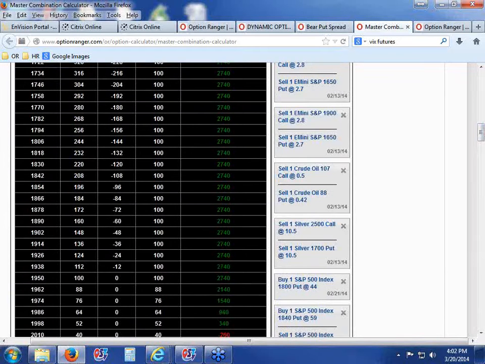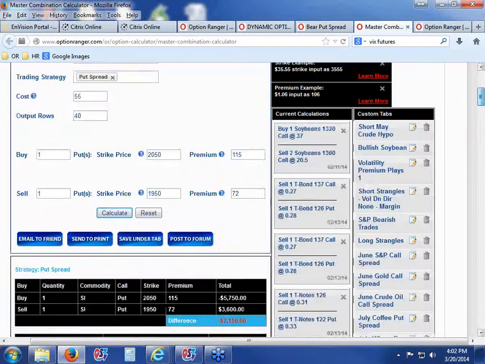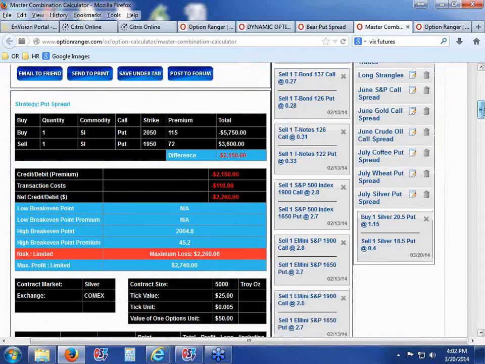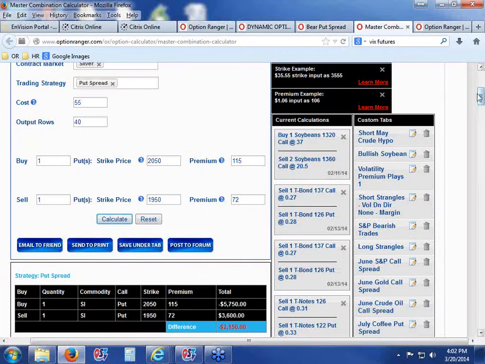Do we have any questions? We have a question about one of the put spreads we had last time. Okay. Very good. I believe we had that under the future spread.